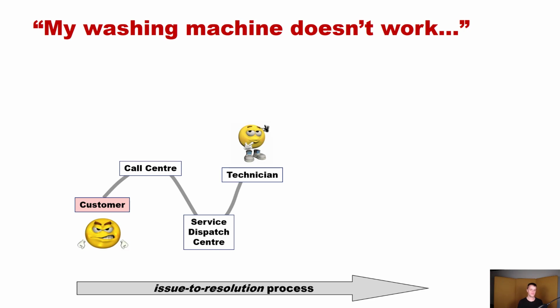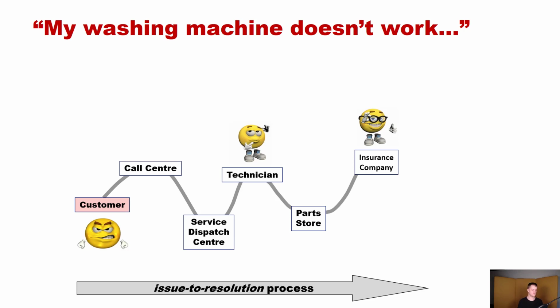The service center is going to dispatch a technician to actually check what is wrong with the washing machine. The technician might figure out that a part is faulty. There is an issue with some parts of the machine, and those need to be replaced. So they will contact the parts store to order the parts. As a result, you might have an insurance company that gets involved because the customer doesn't want to pay for those parts. Let's say the washing machine is under warranty, or the customer has a specific type of insurance that covers also home appliances.